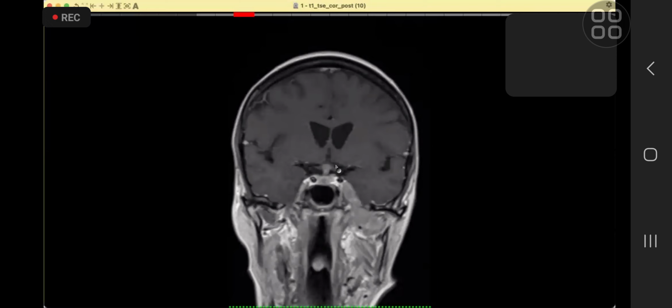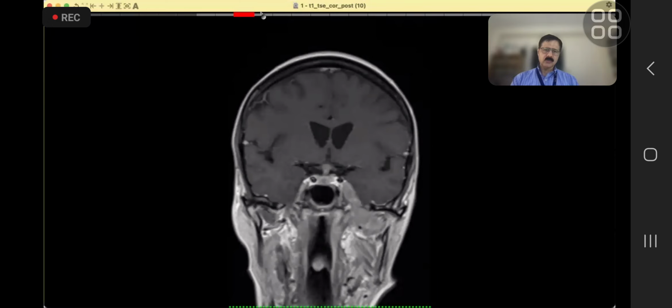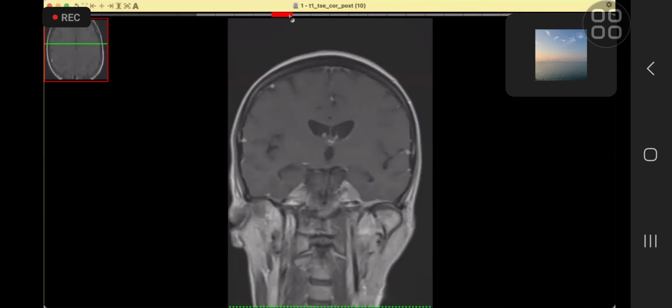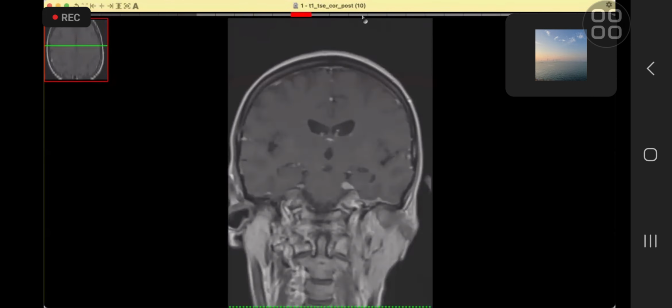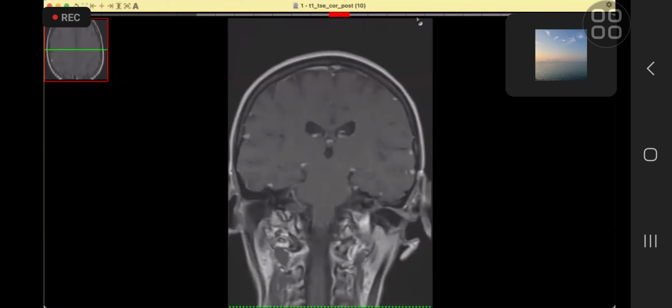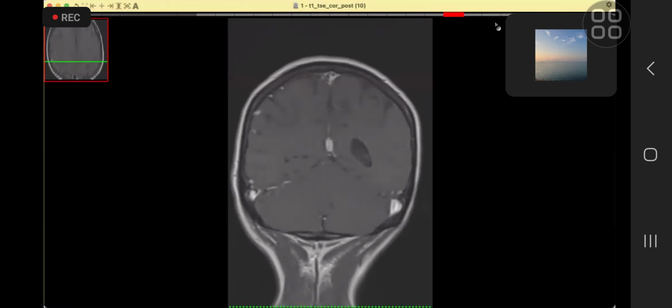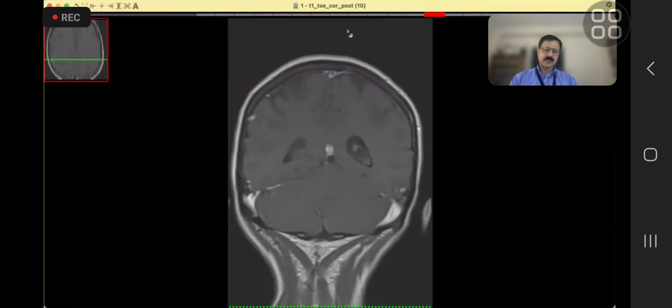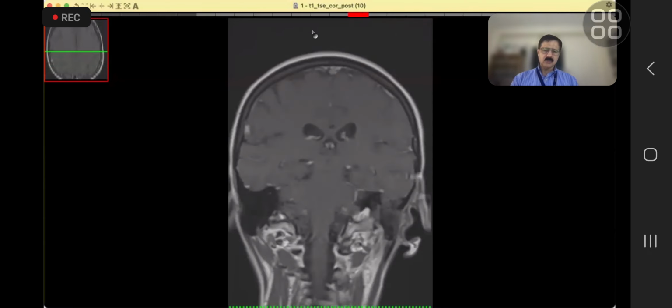Oh, you can scroll even if you want. Okay. No, don't go right and left. Just concentrate on that area where I had pointed out. Okay.